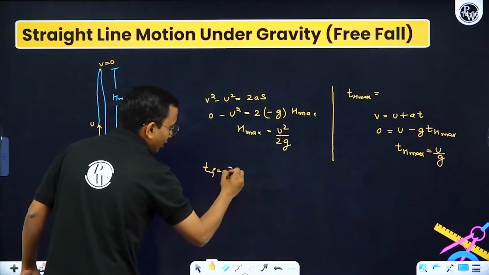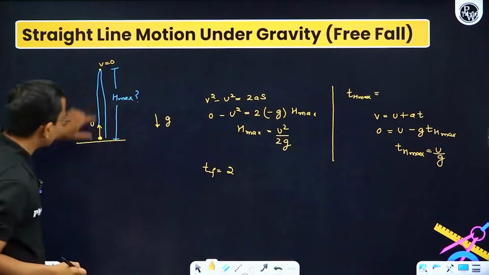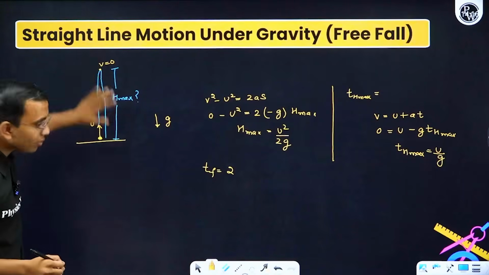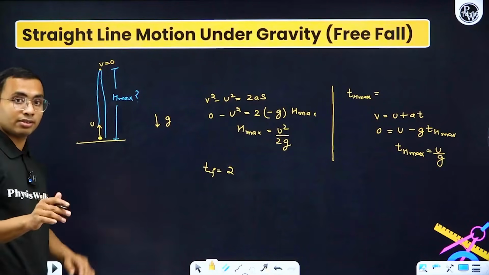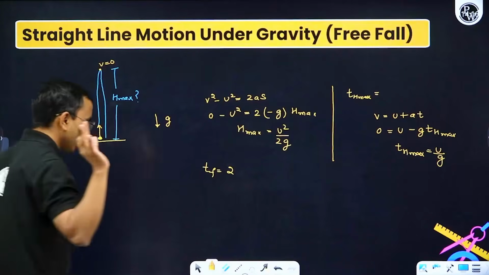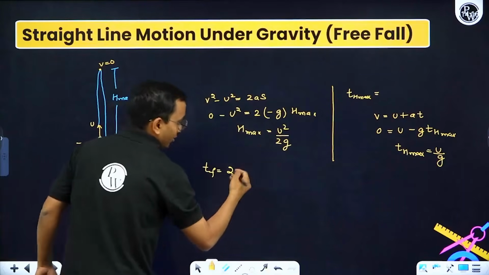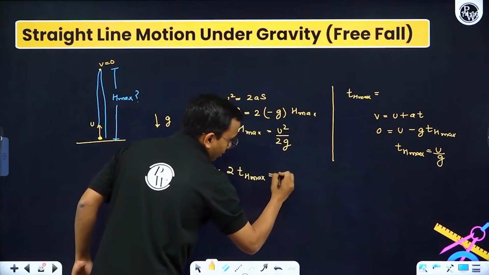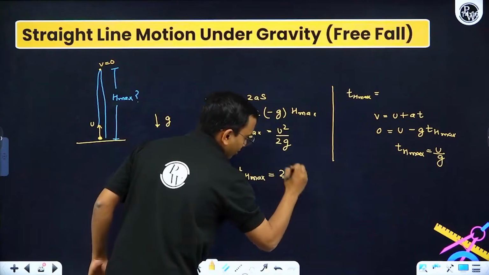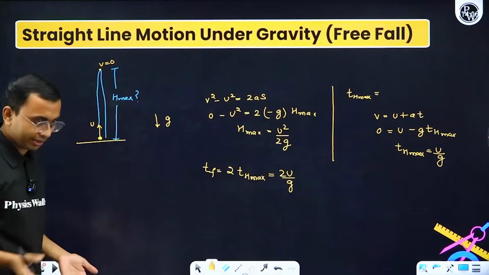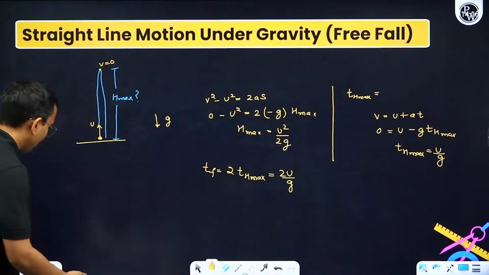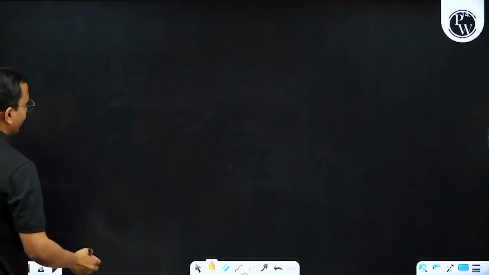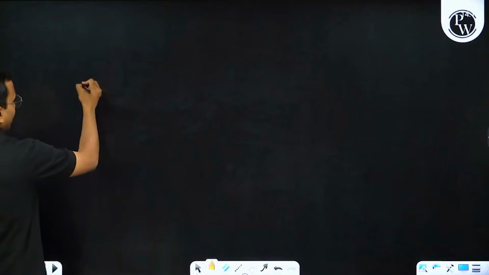T flight is twice of t_max, because the time it takes to go up, the same time it will take to come down. When the acceleration is constant, then this thing happens. So 2 times t_max is 2u by g. These are a few of the standard things.